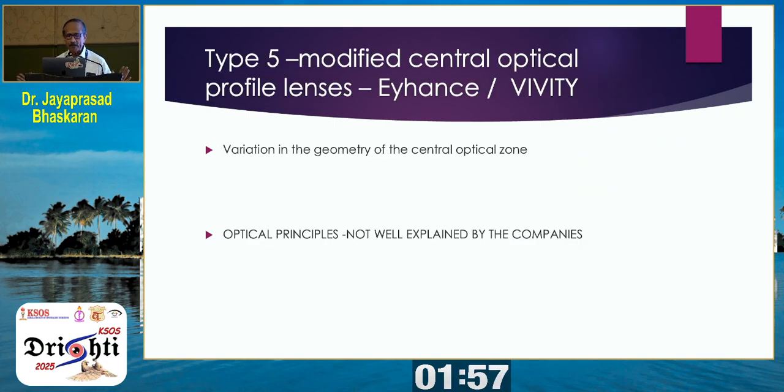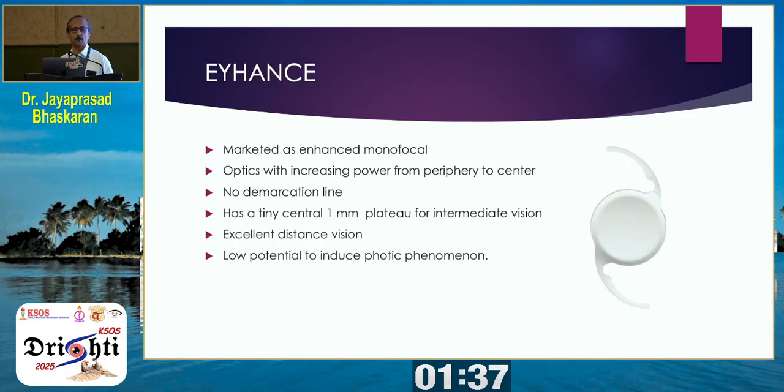And type 5, the final one, is where the central part of the optic is modified, the profile is modified. The two examples are iHands and the Vivity from Alcon. Here the geometry of the central optical zone is varied, but both the companies do not really explain the real optical principles in this manipulation because they do not want their competitors to know about this.